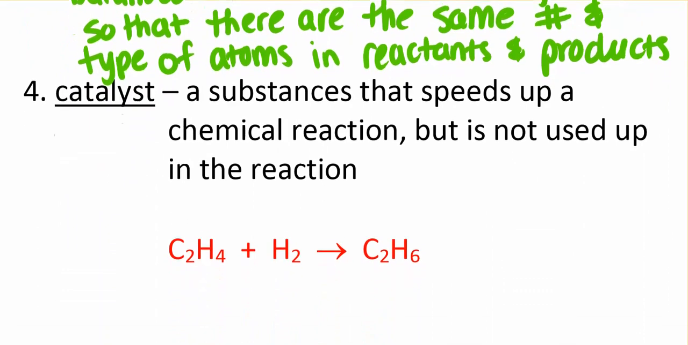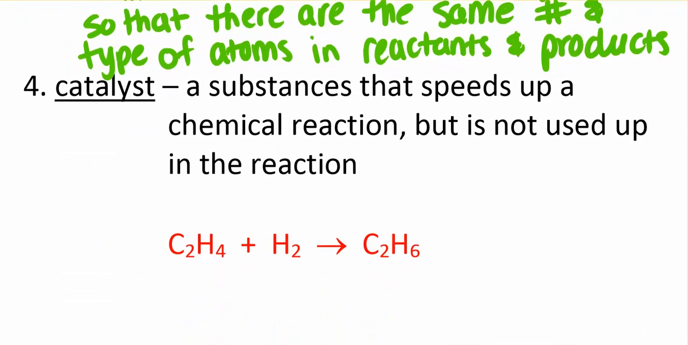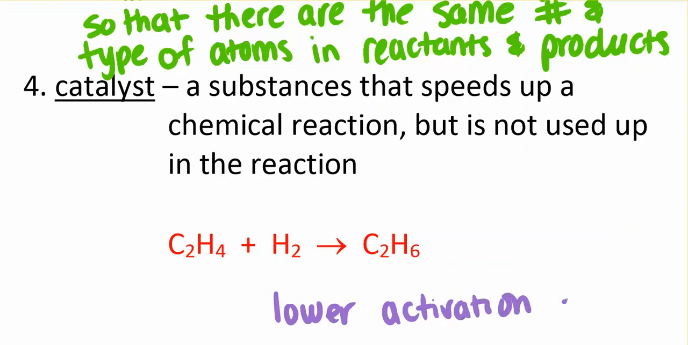Next term is catalyst. A catalyst is something that speeds up the reaction but is not used by the reaction. If you remember it from lesson 4 online or in class, it lowers activation energy. Let's say lowers activation energy.